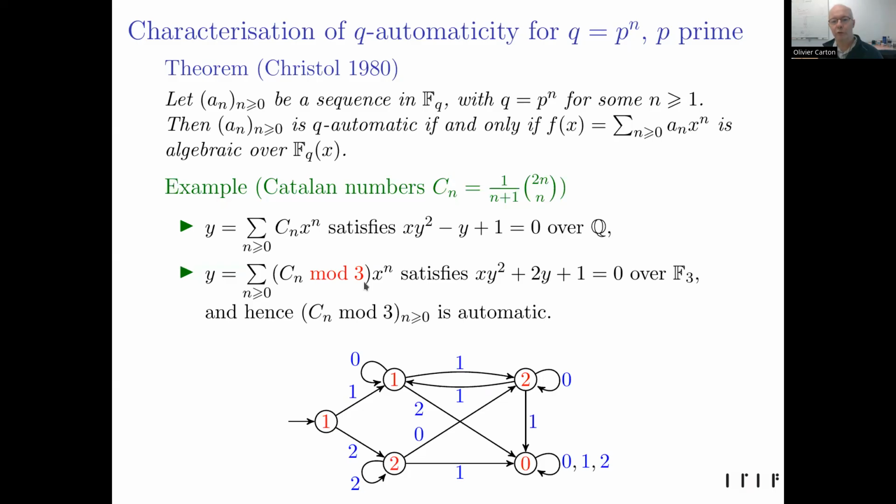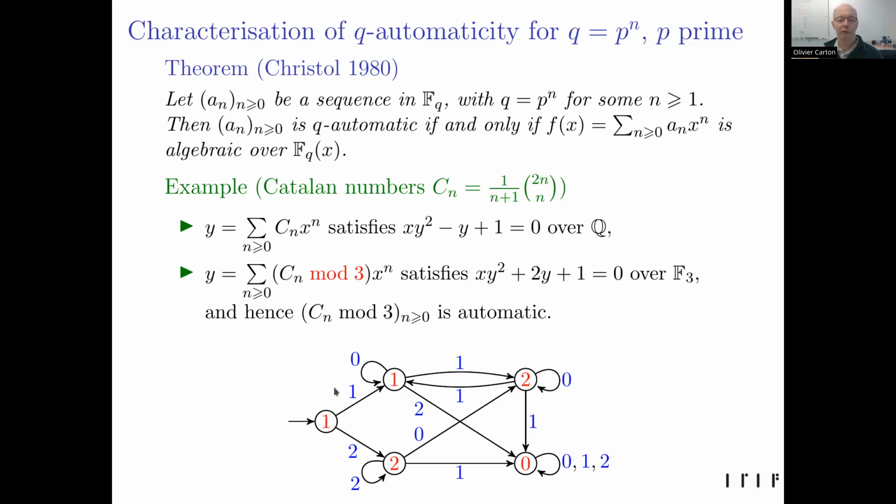And from the theorem, we know that since this power series satisfies this equation, it is the root of this polynomial with coefficients in x, because the coefficients can be rational functions, so multiplying by everything you can get polynomials. And then we know that this sequence of C_n modulo 3 is 3-automatic. And actually, I give you just below a small automaton with 5 states. So still the input alphabet is in blue. This is 0, 1, 2.